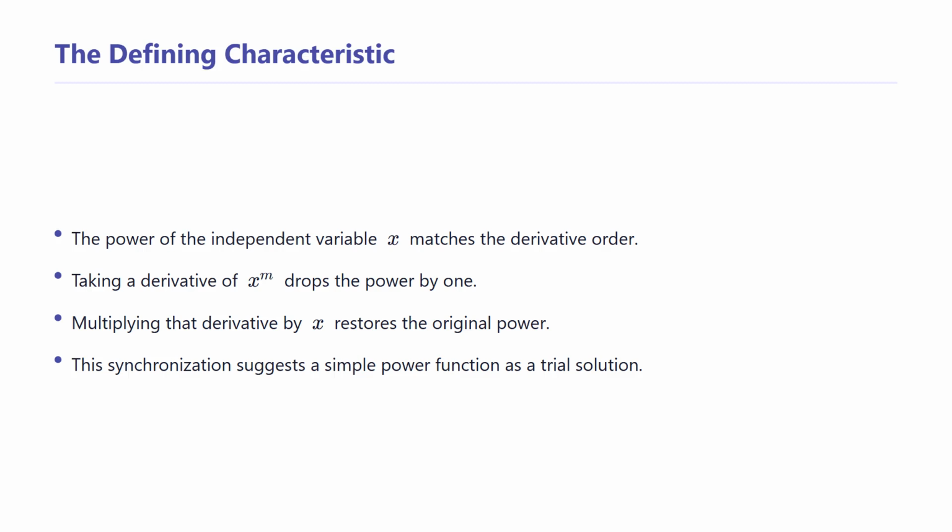Now that we know its importance, what makes an equation a Cauchy-Euler equation? The defining characteristic is that the power of the independent variable, x, exactly matches the order of the derivative it multiplies. Think about the intuition here. Every time you take a derivative of a polynomial, like x to the power of m, the power drops by 1. But if you immediately multiply it by x, the power goes right back up to m. This mathematical synchronization is a huge hint. It suggests that our trial solution should be a simple power function.